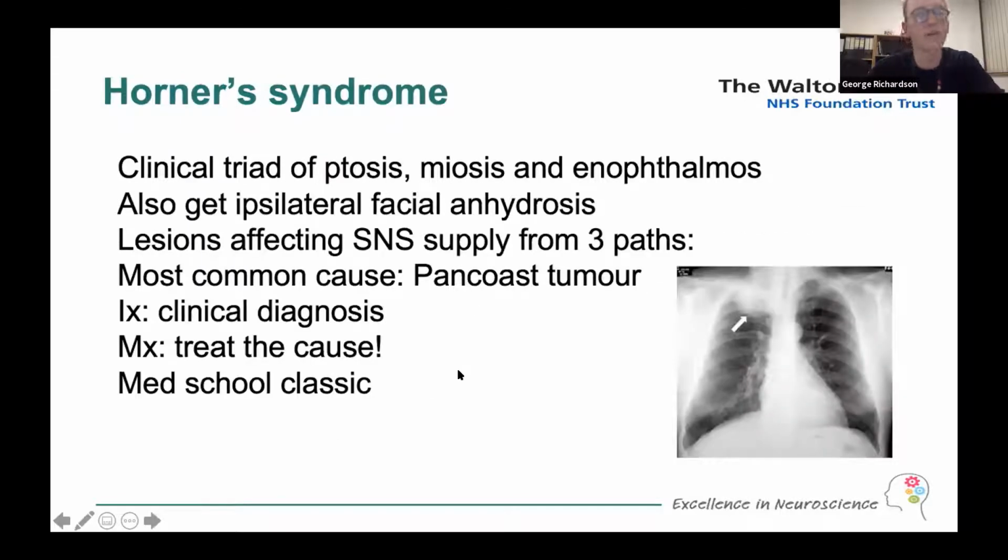So Horner's syndrome, it's a bit of a medical school and post-med classic. Patients present with the triad of ptosis, miosis, and anhidrosis, or enophthalmos, which is retraction of the eye into the eye socket. It's due to a lesion affecting the sympathetic nervous system, which travels down into the neck and then up back to the eye.